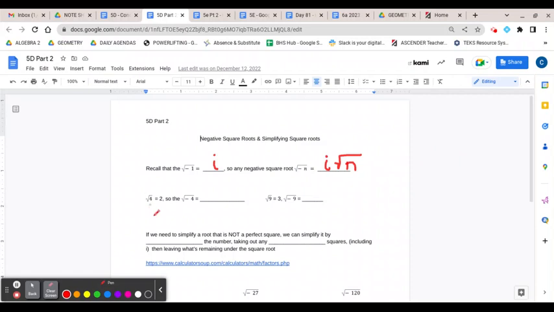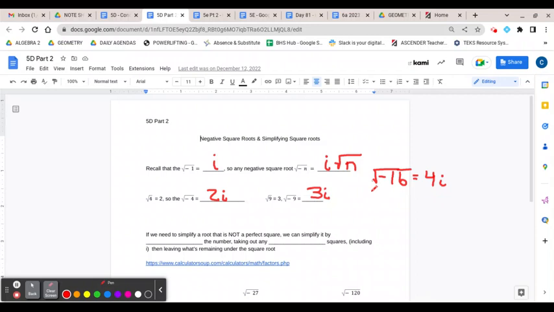So for instance, the square root of 4 is 2. So the square root of -4 would be 2i. The square root of 9 is 3, so the square root of -9 would be 3i. Okay, square root of -16 would be 4i, and so on and so on and so forth.